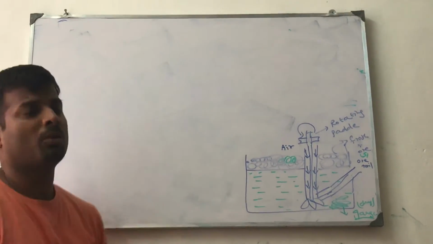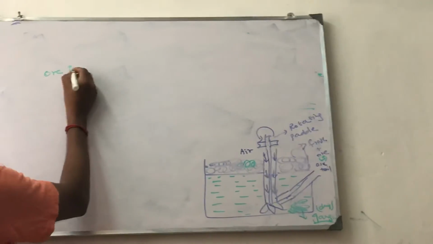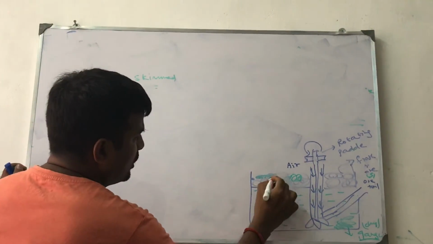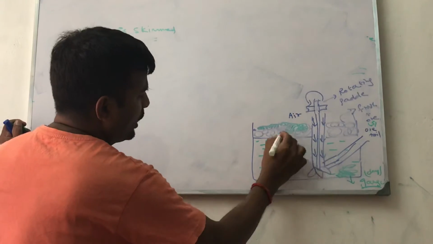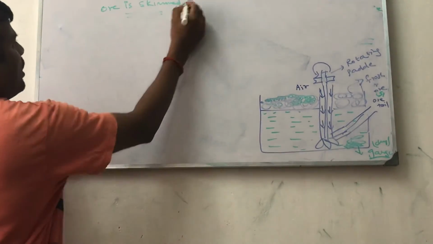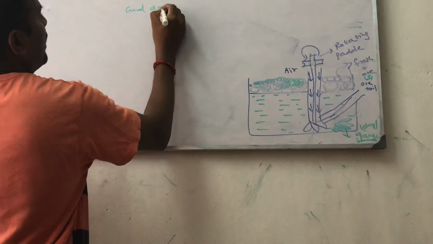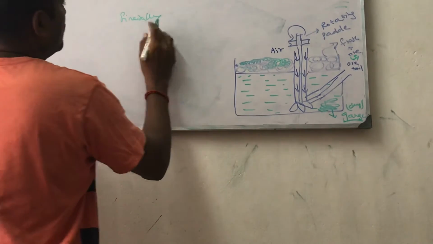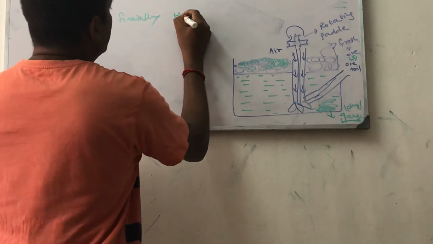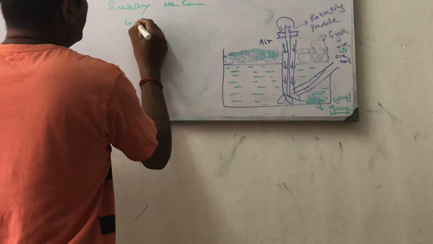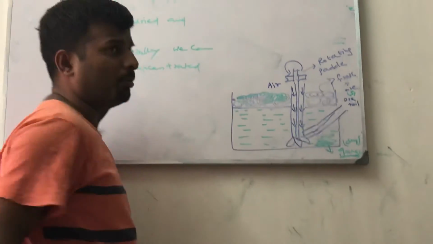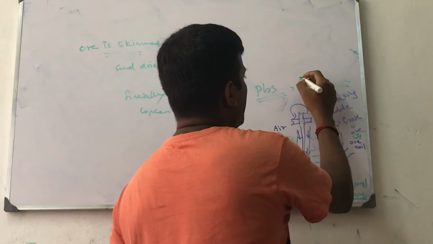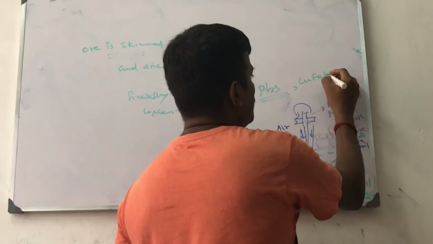The ore is skimmed off. Skimmed off means it is floated on the surface of the froth, skimmed off and dried, and finally we can separate the ore from the impurities and concentrate it. That means we have to remove the impurities from lead sulfide, galena. In this way we can process galena, copper pyrite, CuFeS2.